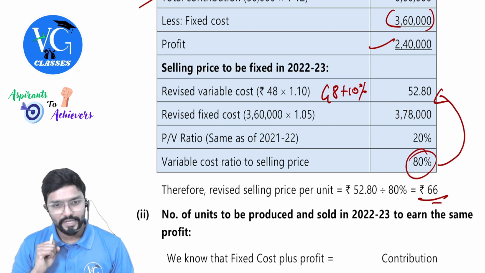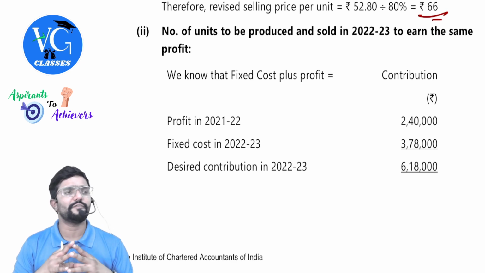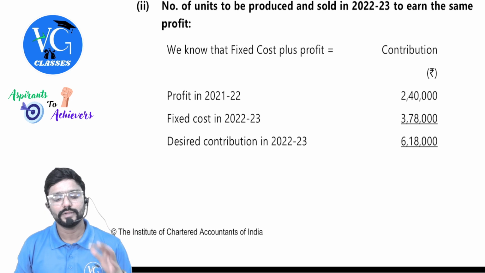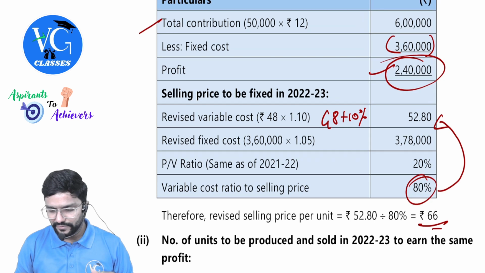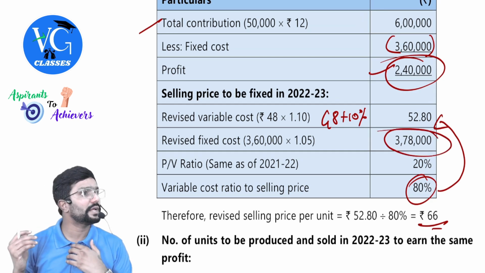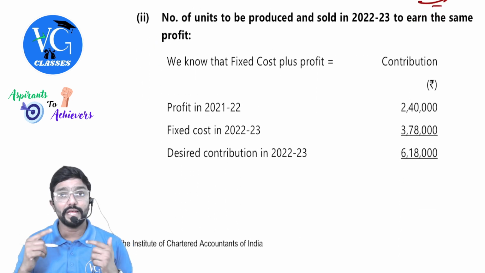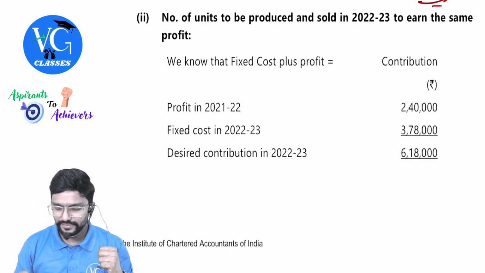So what would be the selling price, guys? 66. Number of units to be produced and sold in 22-23 to earn the same profit. Same profit means how much, sir? 240. Desired profit now, 2 lakh 40. Fixed cost in 22-23 how much? Revised we have calculated, 378. Don't take same. It will increase by 5%. Please be careful, because in a hurry you may take. Profit is same, so fixed cost also same.